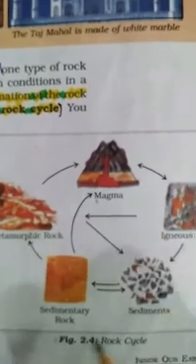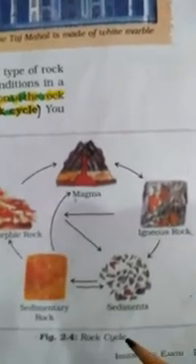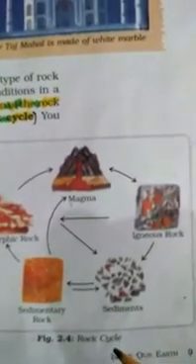Let's see this rock cycle. Sedimentary rocks change to metamorphic, then magma, igneous, sediments. The process of transformation of the rock from one form to another is known as the rock cycle.